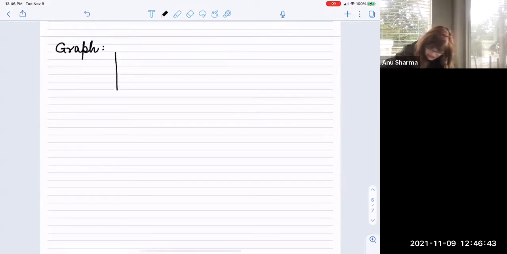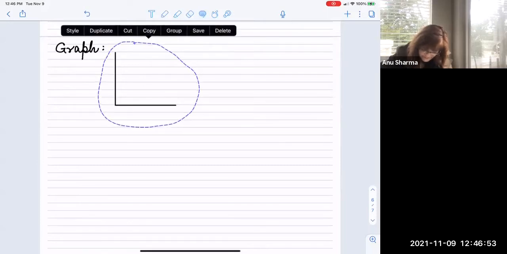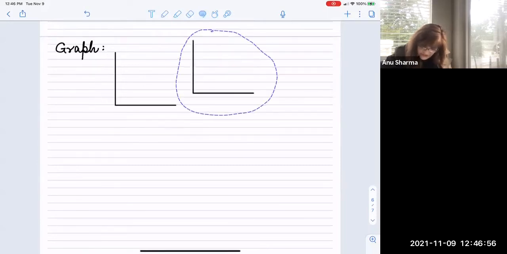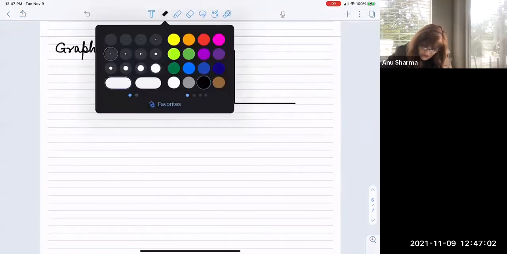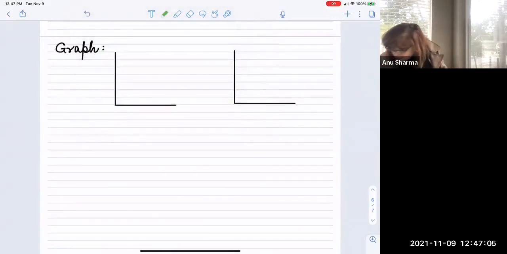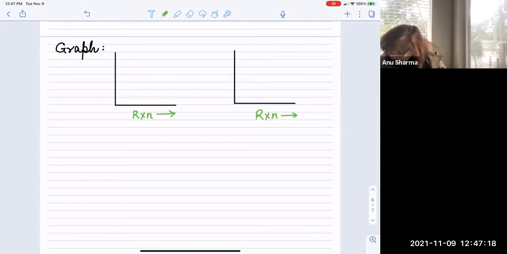So in a graphical form, here is a graph of an equilibrium reaction, two of them. All right, so what do we see here? In this case, this is a reaction progress moving this way, and this is again a reaction progress moving this way. This is the reaction rate, and the other is the concentration.